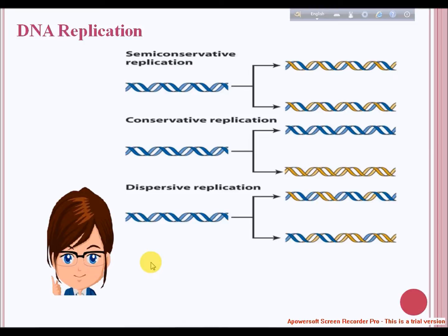Experimental proof of semi-conservative replication: three possible models. Semi-conservative replication is the Watson and Crick model. In conservative replication, the parental double helix remains intact, and both strands of the daughter double helix are newly synthesized. In dispersive replication, at completion, both strands of both double helices contain both the original and newly synthesized material.